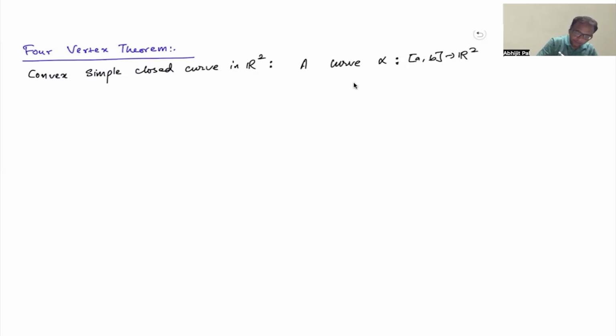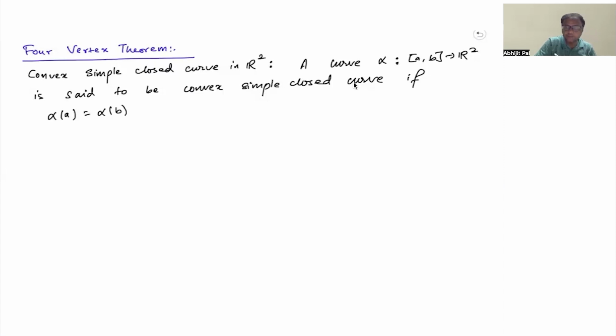alpha is said to be a convex simple closed curve. First of all, alpha is closed, meaning alpha A is equal to alpha B, and alpha is simple, meaning alpha restricted to the open interval AB is injective.